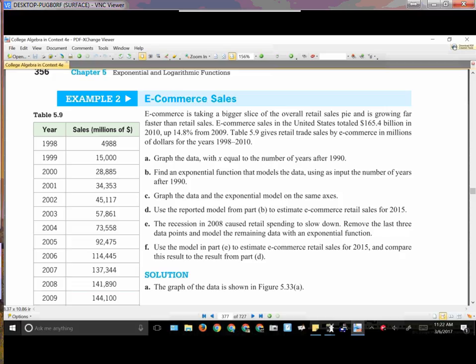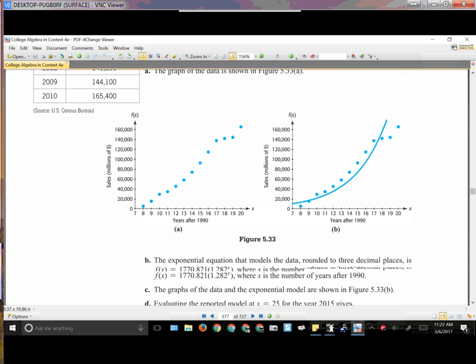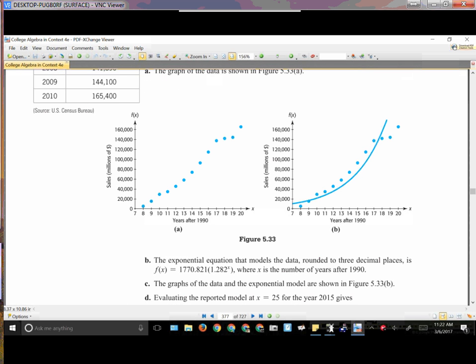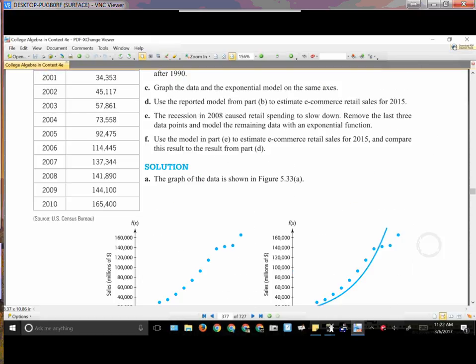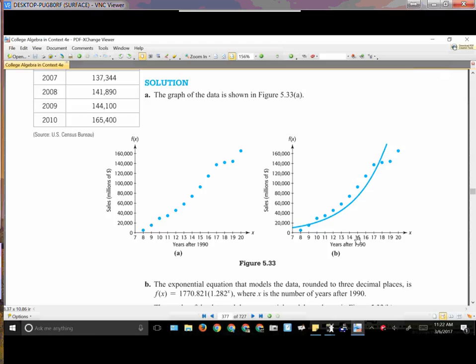We go through the key press and do that. Graph the data in the exponential model on the same axis so that you can see what's going on here. And now we're going to go through and use that information to answer the questions. So this is what the data graphs out to be. And we're taking a look at, what's the estimated e-commerce sales for 2015. Well, 2015 is here. We go back up here, and it should be right around what?